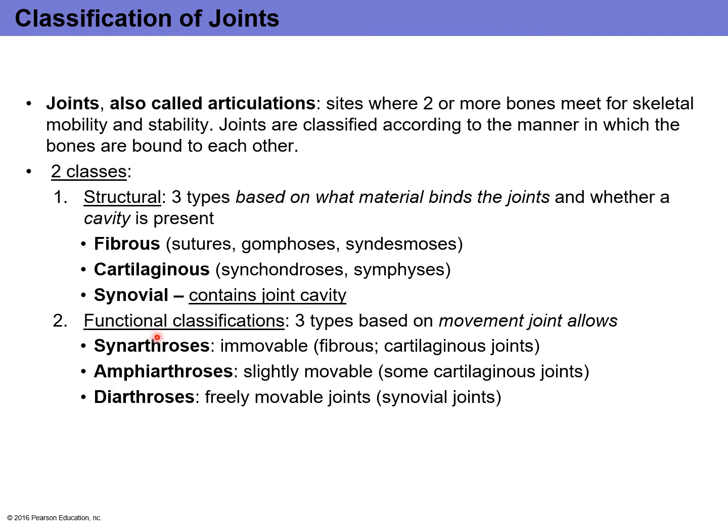And then that relates to the third functional classification, which is a diarthrosis. Diarthrosis means that these joints are freely movable. The only diarthroses in the body are going to be synovial joints. So synovial joints are always considered diarthroses, freely movable joints. And a lot of this relates to all the structures that we're going to find in our synovial joints, and we'll spend some time on that. All right, so let's get started with examples of each of these. We're going to start with the fibrous joints.